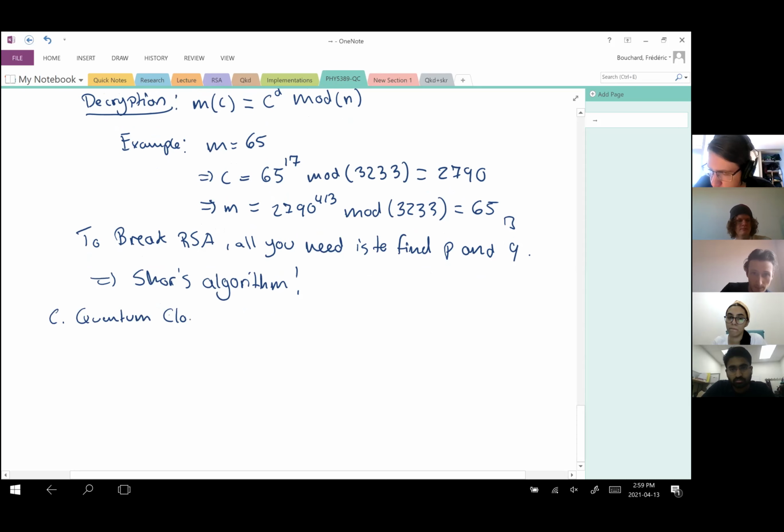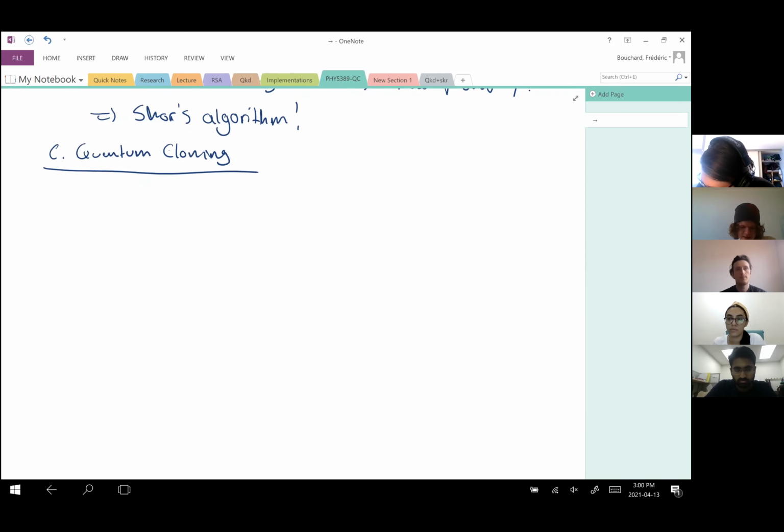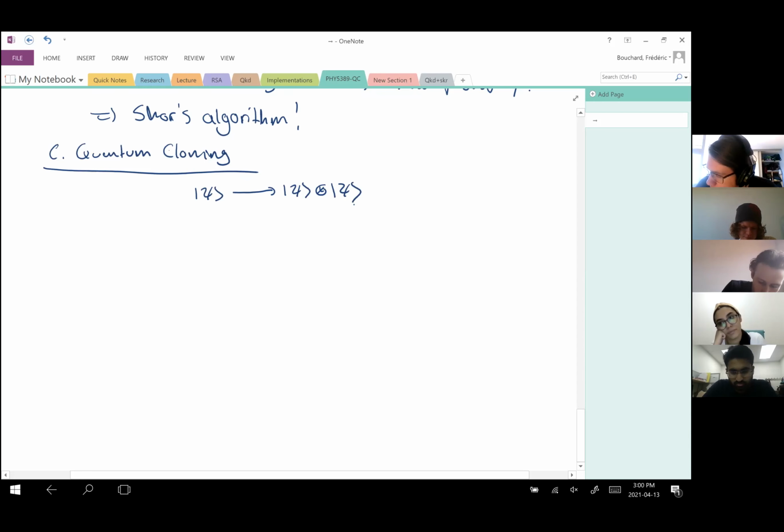So we'll go through quantum cloning, or the no cloning theorem. The no cloning theorem is probably one of the most important theorems in quantum mechanics in terms of information, or how information is encoded and decoded when you're dealing with quantum systems. So basically, quantum cloning, what you want it to look like is something where you start with some pure quantum state, and then you get two copies of that quantum state. So that would be quantum cloning.